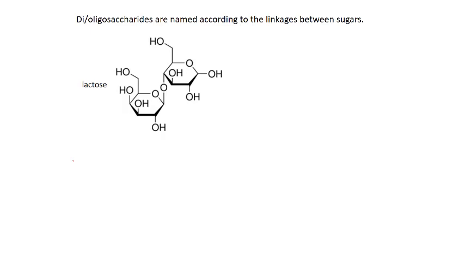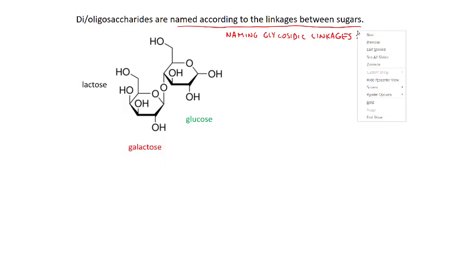Now, when you make a disaccharide or an oligosaccharide or a polysaccharide, you have to keep track of what type of glycosidic linkage that you have. And we have a specific strategy for naming glycosidic linkages. And I do expect you guys to know how to do that. So the first thing that you have to do is to pay attention to the numbers of your carbon atoms. So on this disaccharide, we have galactose and glucose. Together that makes lactose. And you want to pay attention to the number of the carbons.